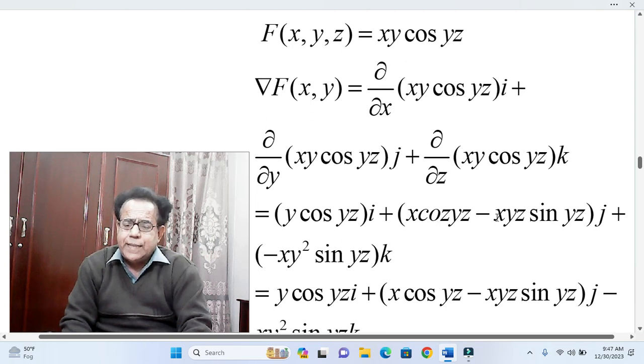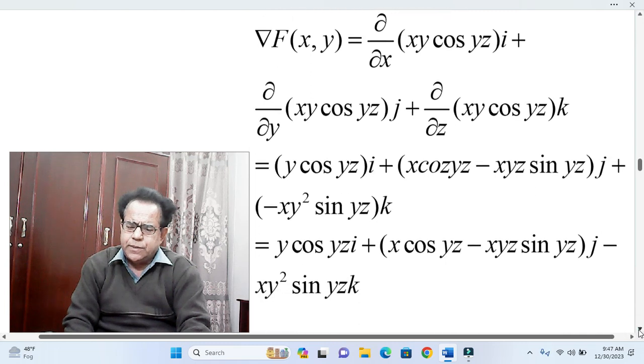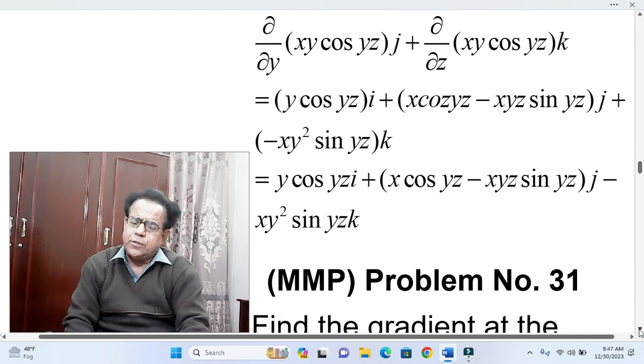which is minus sine, and this z will come out, so xyz into sine yz. With respect to z, it is simple, not two steps, only one step: minus x y square sine yz. After further simplification it becomes this. I think it is solved.